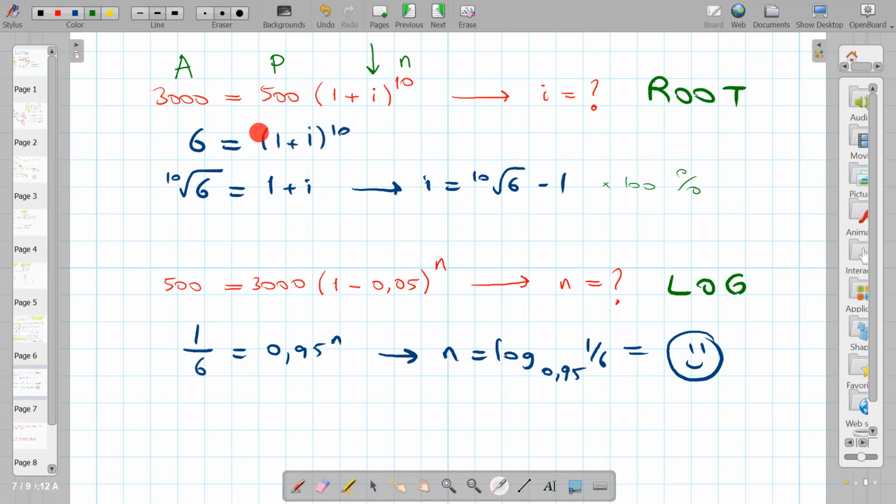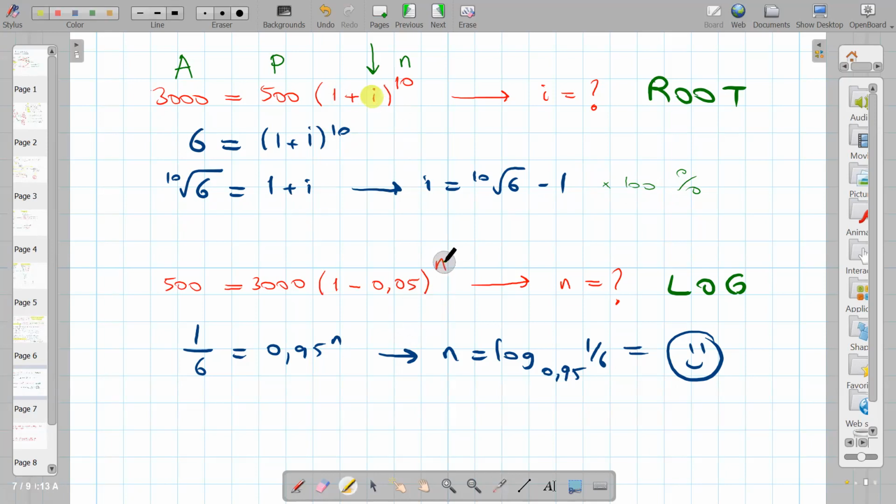The 10th root of the right side cancels that 10, so it is 1 plus I. And the 10th root of 6 is something. I didn't use a calculator. So how do we get I? From the 10th root of 6, subtract 1, and times 100%. So that's the answer. That's all. Now, this is the case where I is missing.